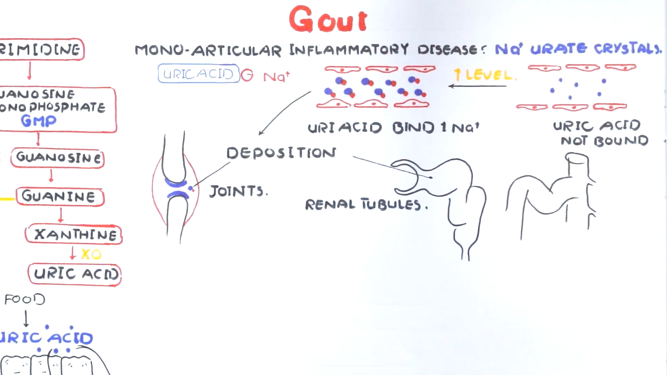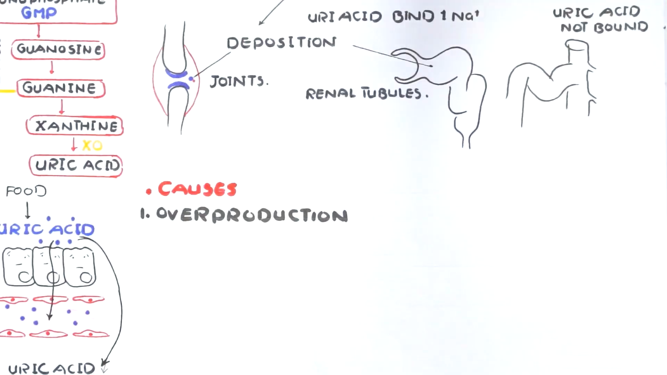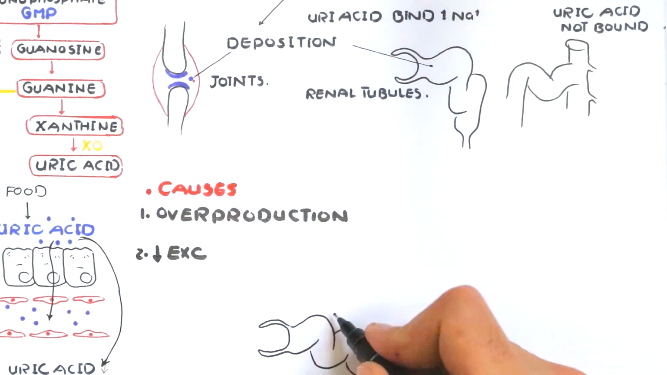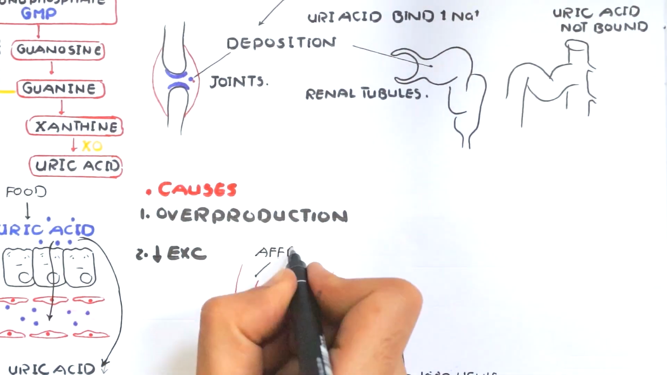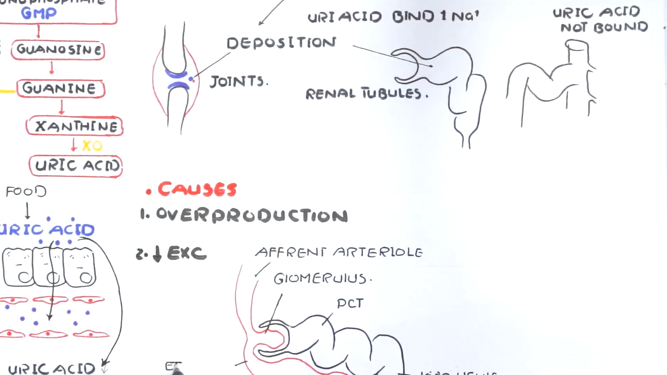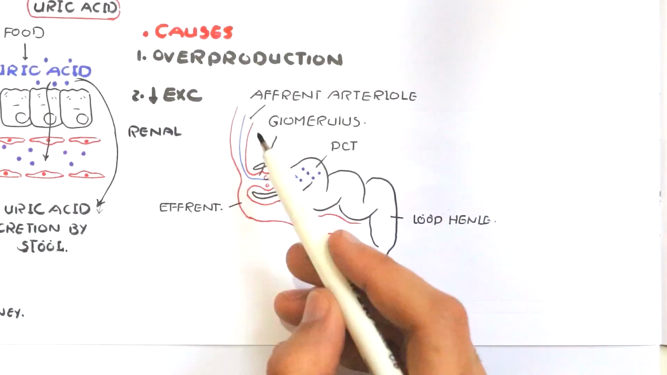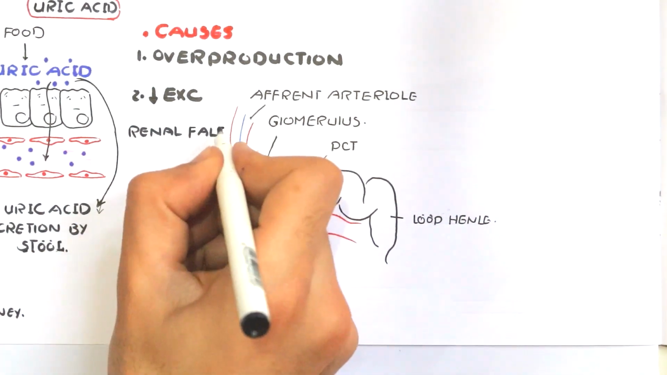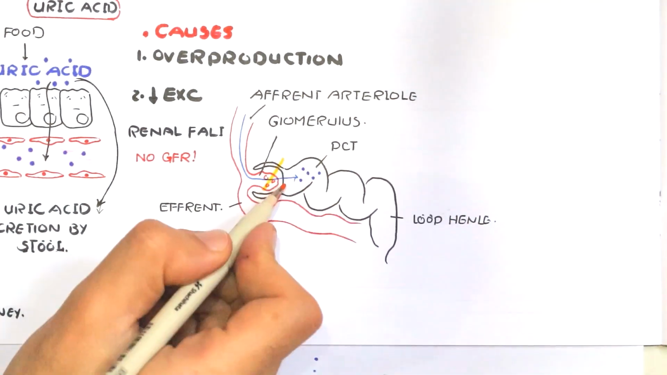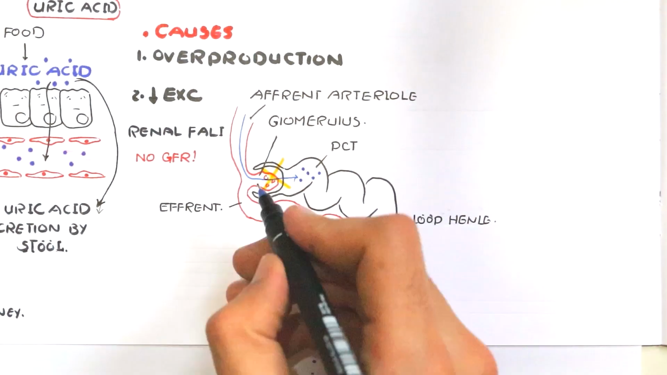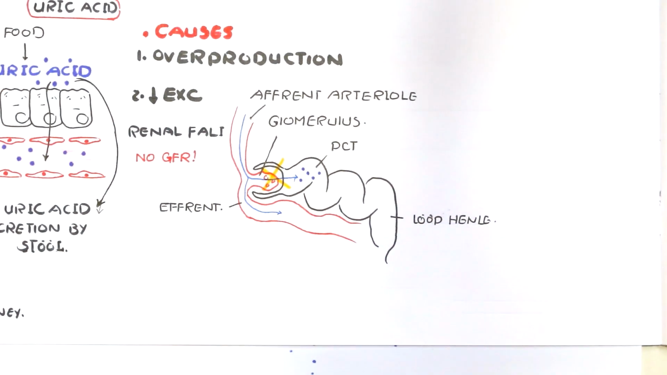So the main cause of gout is excess uric acid, or hyperuricemia, and it can be caused by overproduction or underexcretion. That's the renal structural unit, the nephron. It has a proximal convoluted tubule, loop of Henle, afferent arteriole, glomerulus, and efferent arteriole. Uric acid is filtered in the renal glomerulus to the proximal convoluted tubule to be excreted in urine. If there is renal failure, no glomerular filtration rate, no GFR, and uric acid bypasses the glomerulus and becomes trapped inside blood vessels, especially the efferent arteriole.